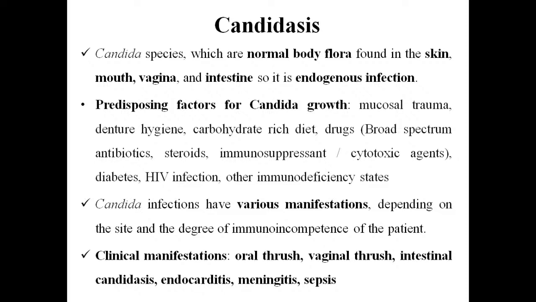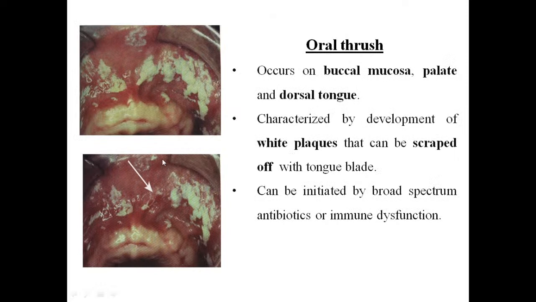Candida infections have various manifestations depending on the site and the degree of immunocompetence of the patient. Clinical manifestations of candidiasis include oral thrush, vaginal thrush, intestinal candidiasis, endocarditis, meningitis, and sepsis. In this photo, you can see manifestations of oral thrush. It occurs on the buccal mucosa, palate, and dorsal tongue, characterized by development of white plaques that can be scraped off with a tongue blade. It can be initiated by broad-spectrum antibiotics or immune dysfunction. Look at these white plaques, they resemble cottage cheese, a very specific manifestation.